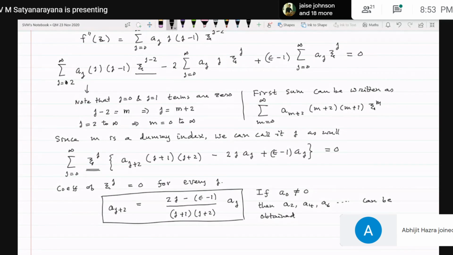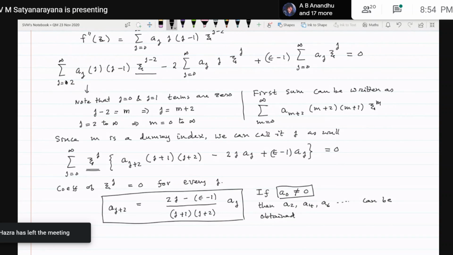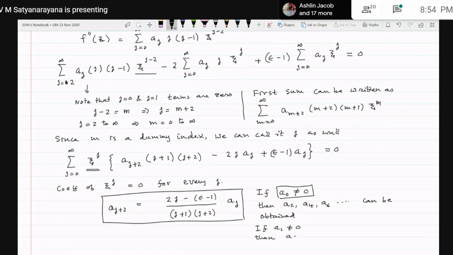So I require only one constant, that somebody has to supply me this A0. If somebody is supplying me A0, the coefficients of all even powers can be obtained. In the same way, if somebody gives me A1, so if A1 is not equal to 0, then A3, A5, A7, etc. can be obtained.